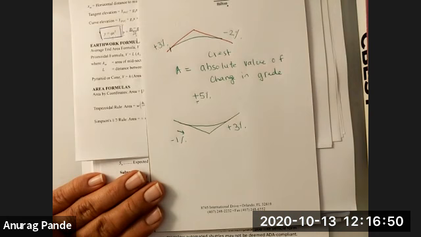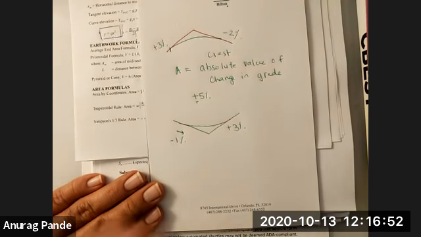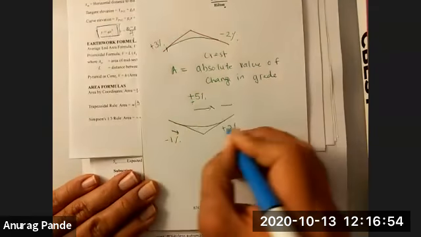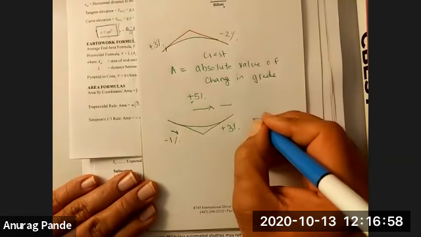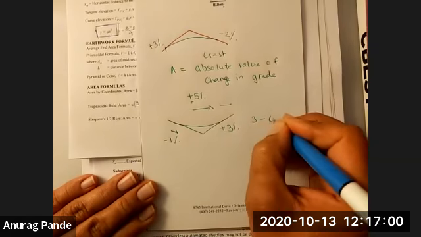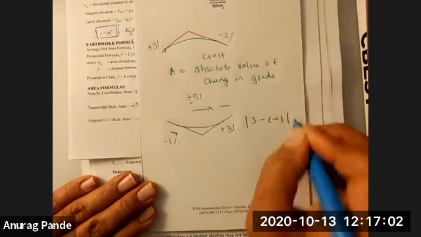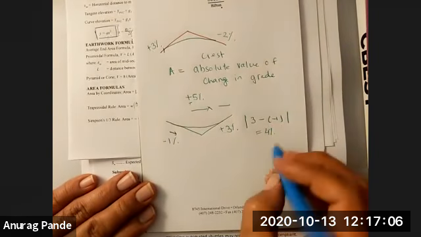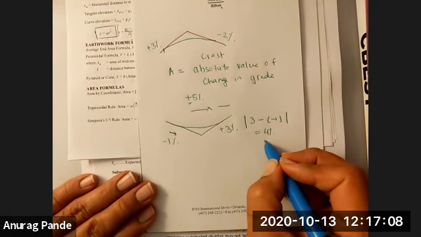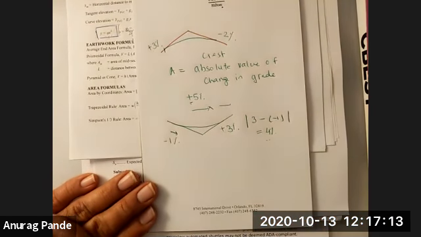What is the absolute value of change in grade here? In this example, the A value would be the difference in grade. So it will be G2, plus 3, minus 1, the absolute value of that. It's 4%. Remember, the value of capital A is always measured in terms of percentages. So that's how you will define these values.